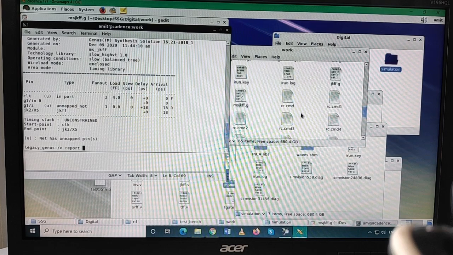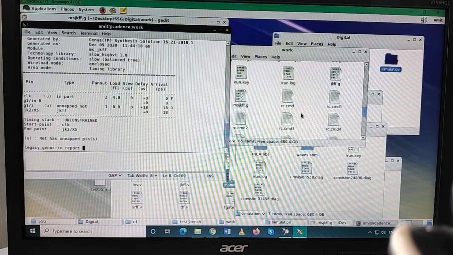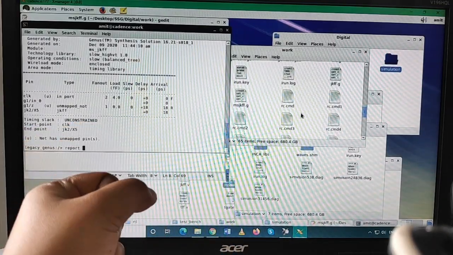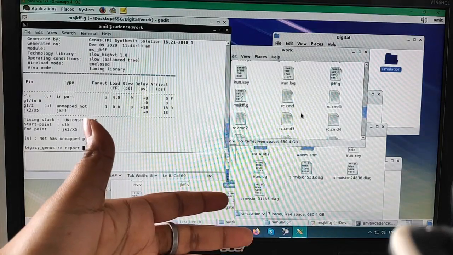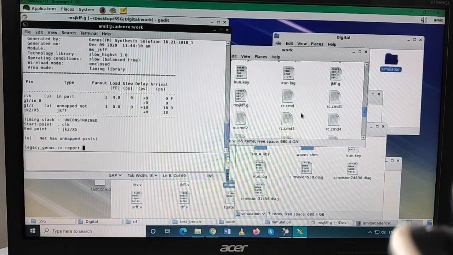Now the question is, when the JK flip-flop had such a delay, 237 if I remember correctly, and here it's giving you 18. Why? Because a master slave flip-flop is working as a master and a slave. If the master is active, the slave is inactive, and vice versa. So that actually gives you lesser delay. Okay.